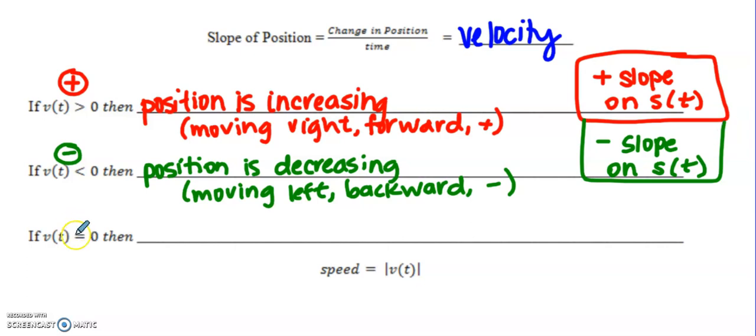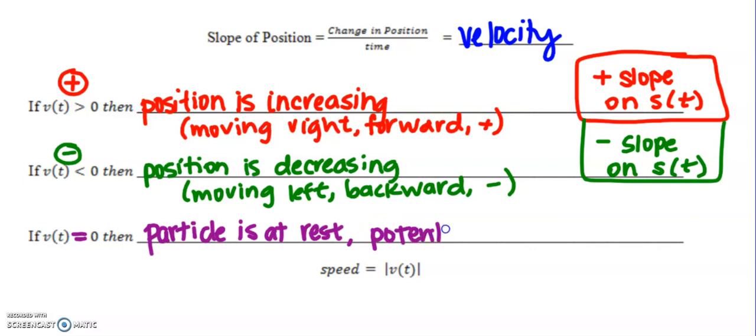The last one then is what happens if v of t is perfectly equal to 0? Then the particle, or our motion, our man, right? The particle is at rest. There's a potential max or min, a potential turn, if you will.